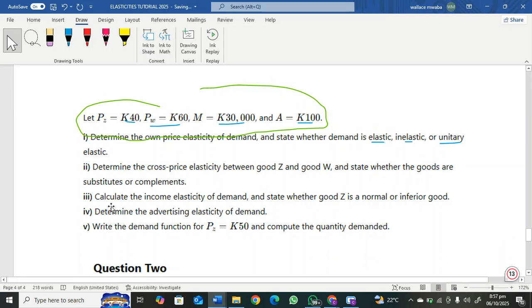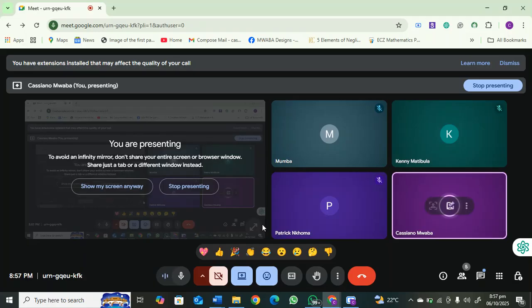Okay, finally, calculate the income elasticity of demand and state whether good Z is a normal or inferior good. So remember the format here. Income elasticity of demand is how quantity demanded responds to changes in income. All these elasticities are quantity demanded responding to something: either the price of the good, the price of another good, or the income.